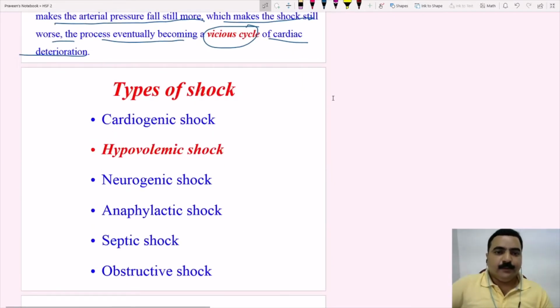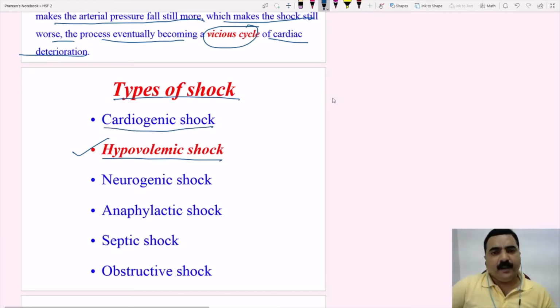So, the types of shock. The most important type of shock that we need to study is the hypovolemic shock for the pathophysiological concepts. Cardiogenic shock, the one that we have just now described. Any reasons for the heart, like systolic failure or diastolic failure, right heart failure, left heart failure, congestive heart failure, etc., can lead to cardiogenic shock because the heart is unable to pump the blood and the blood is not reaching anywhere. Hypovolemic shock we will come back to in detail.